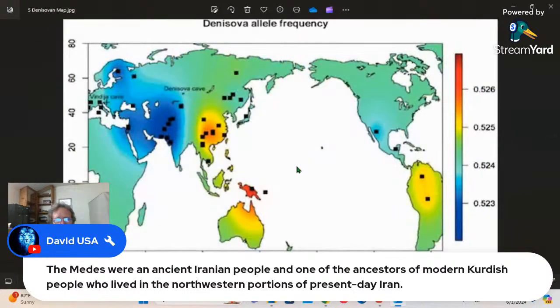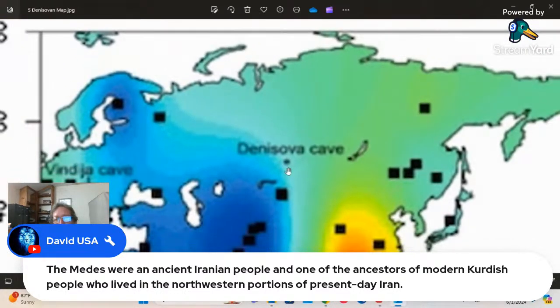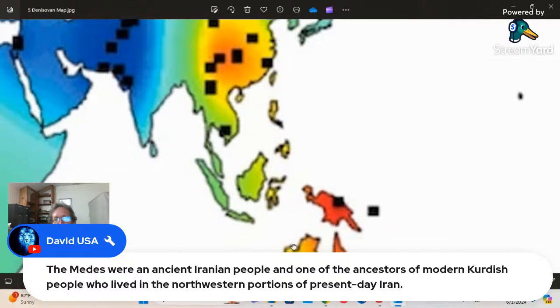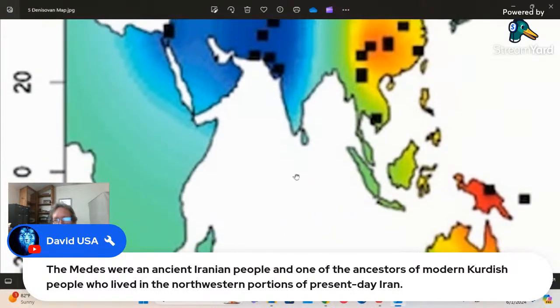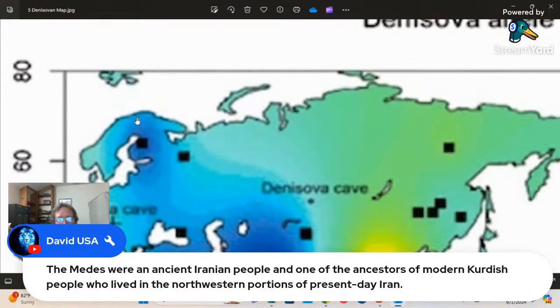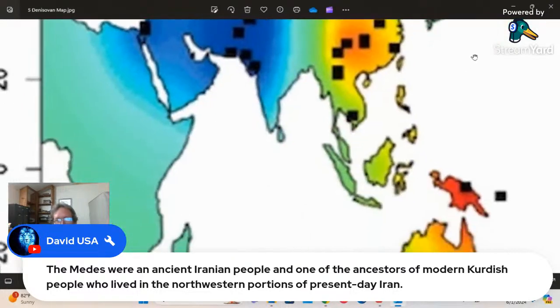Here's a good map. It's showing only the Denisovan allele frequency. Denisovan cave is here. This is a good map because it's showing only the Denisovan DNA. So the heat for Denisovans is here. And what's conspicuously cold is the Semitic region here. The Semitic region, which even goes up into Scandinavia, is conspicuously cold for Denisovan DNA.